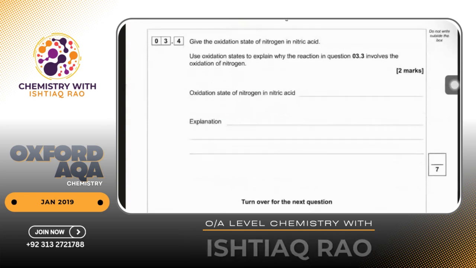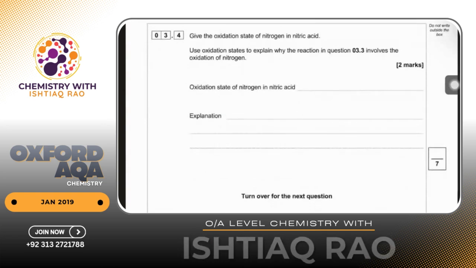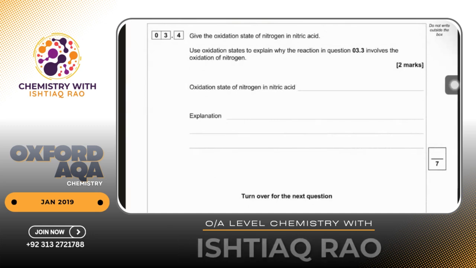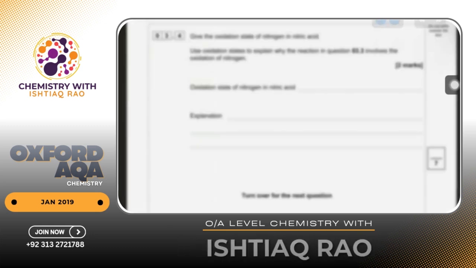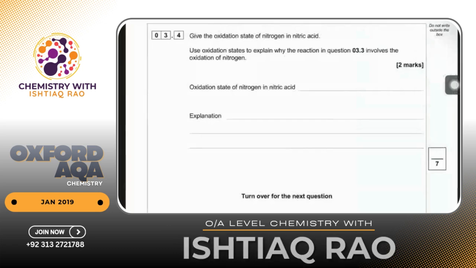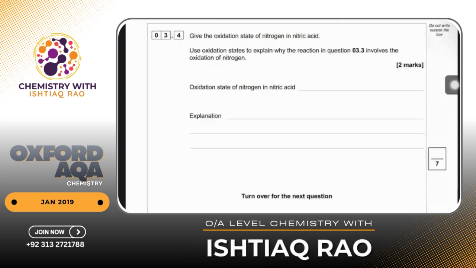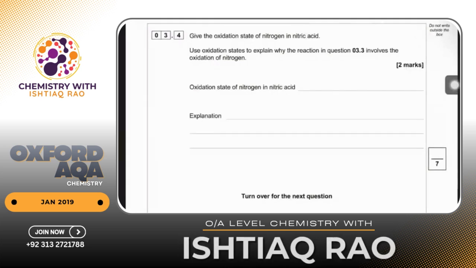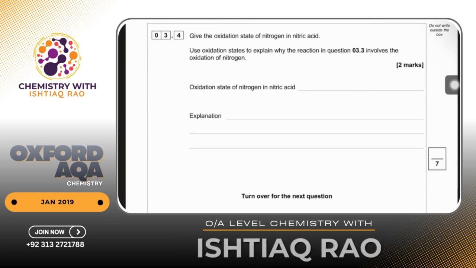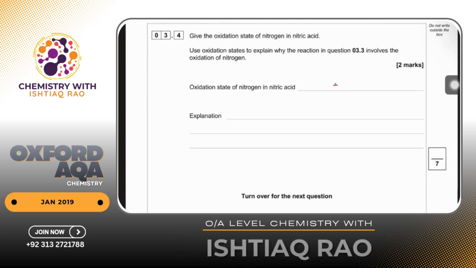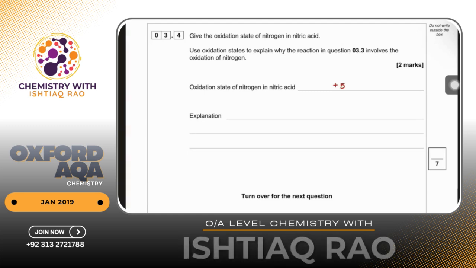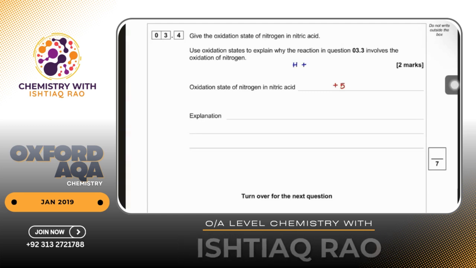Give the oxidation state of nitrogen in nitric acid. It's going to be plus 5. Yeah, I can just calculate that, right?